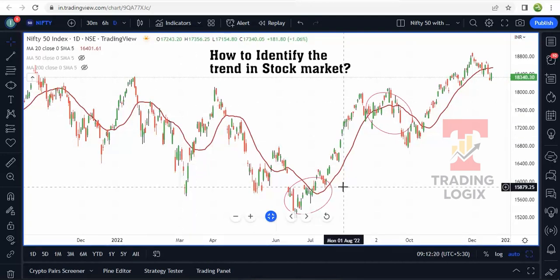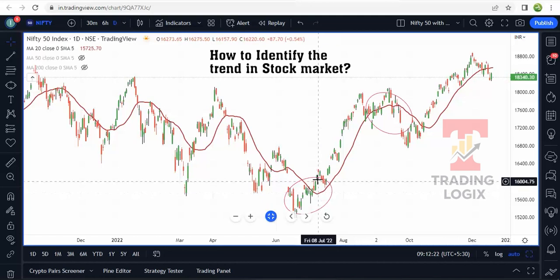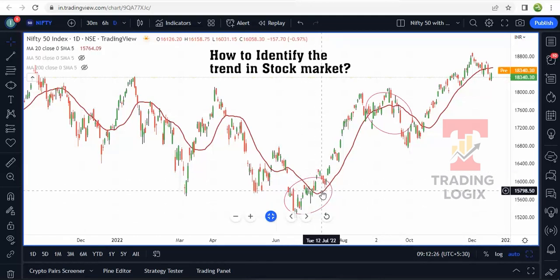Whenever the Nifty 50 price closes above the short term moving average, that is the 20 period moving average, then I consider the market is in uptrend. In this period, I don't short the market. I try to go long either while trading in equity or options or futures.